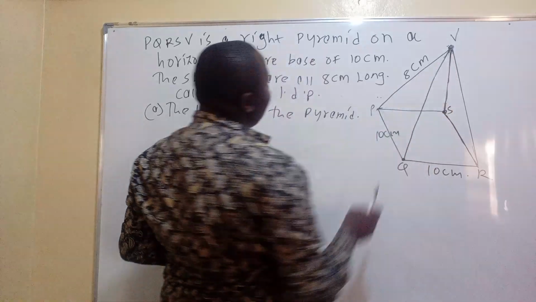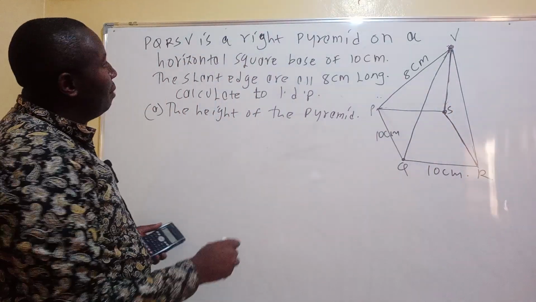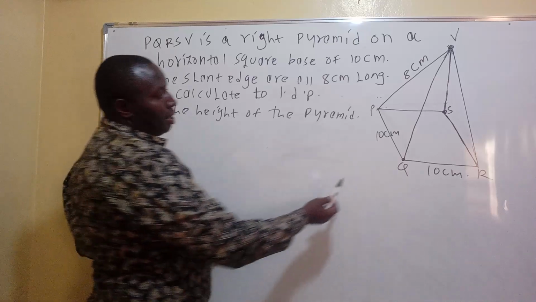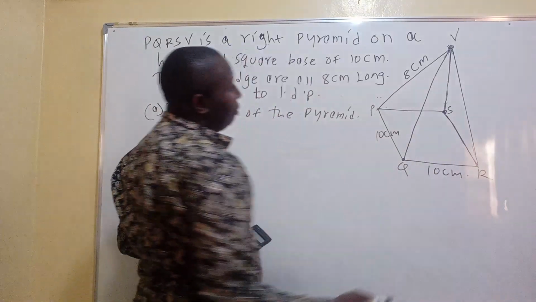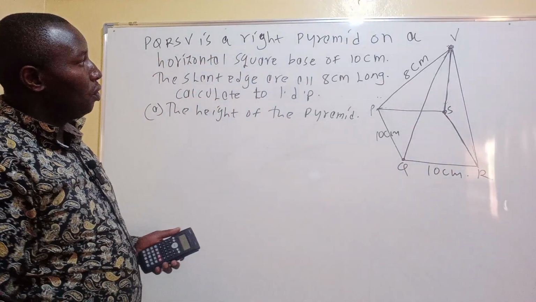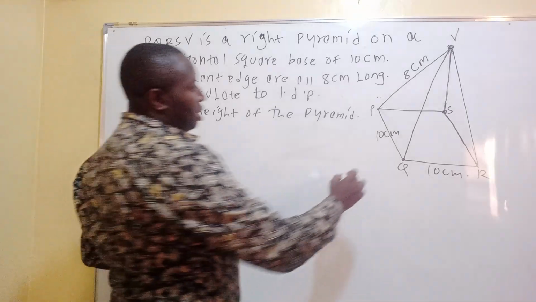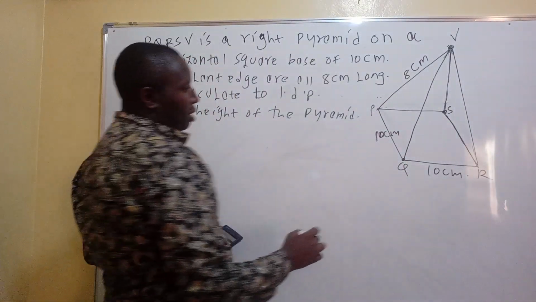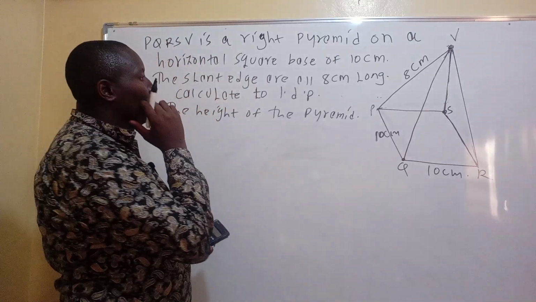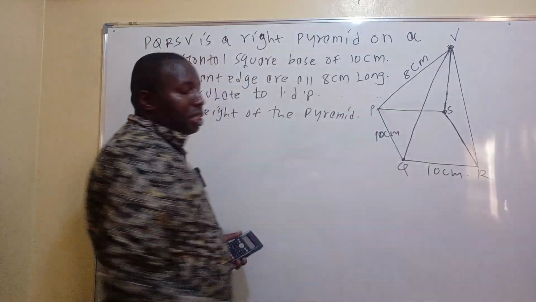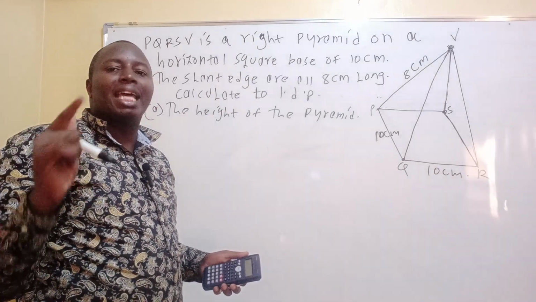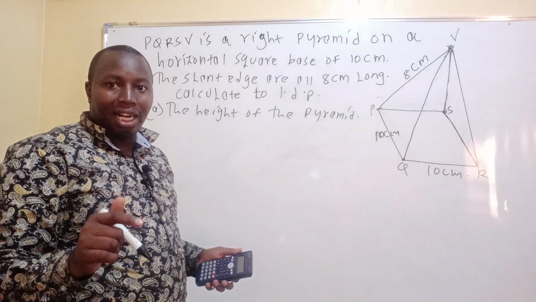The question is like this: PQRSV is a right pyramid on a horizontal square base. The square base has sides of 10 centimeters, 10 centimeters. Then the slanting edges are all 8. When you talk of a right pyramid, it means all the slant edges are equal.